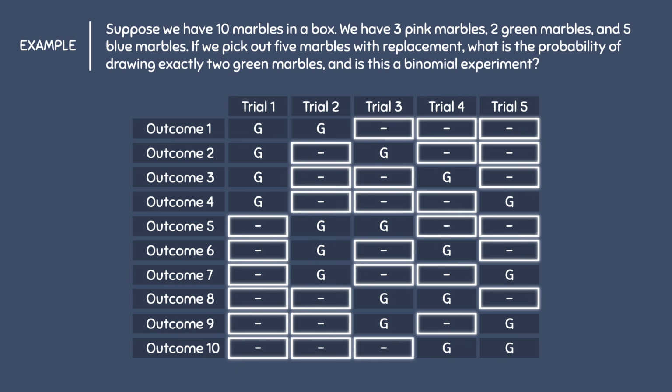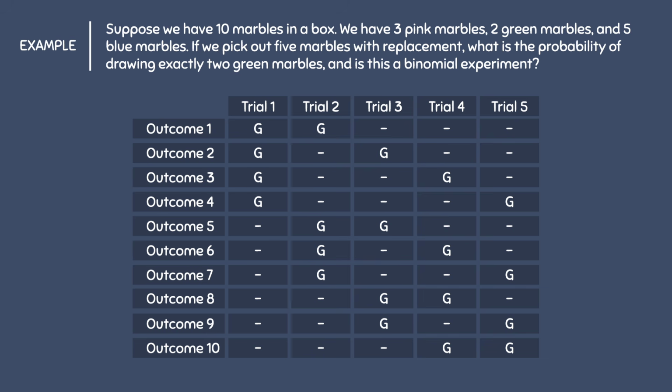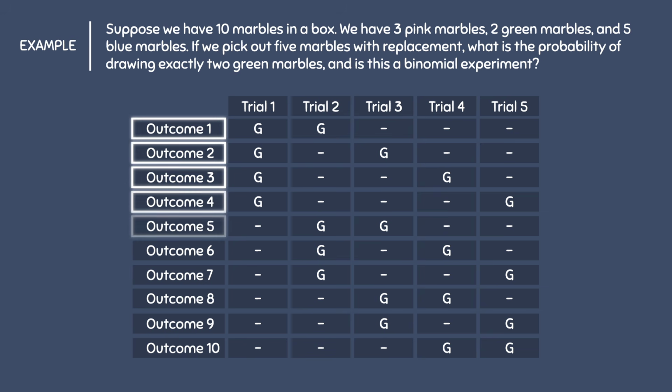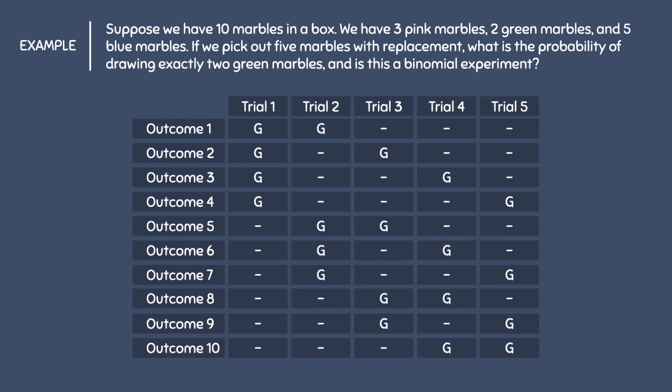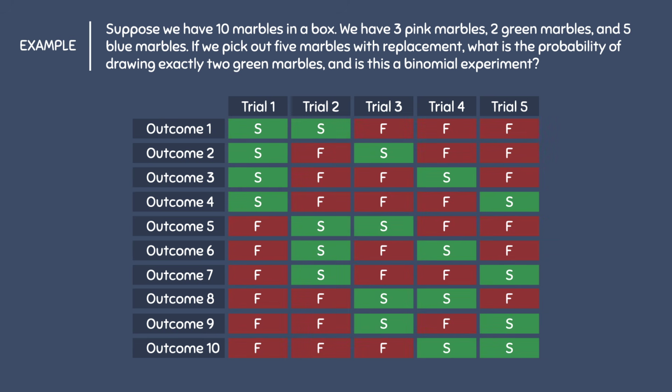Notice that I decided to write a dashed line for not getting a green marble. This is because I don't care if the marble was blue or pink. If I don't get a green marble, it's a failure. In a binomial setting, we only care if we got a failure or a success. Overall, we see that there are 10 different ways of drawing two green marbles. We can properly reframe this by saying that there are 10 different ways of getting 2 successes and 3 failures.